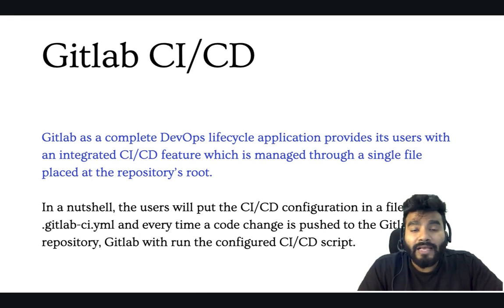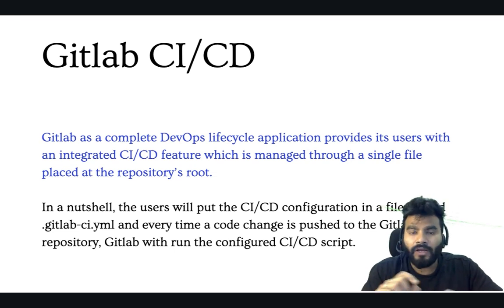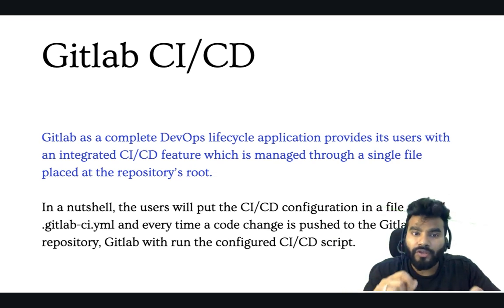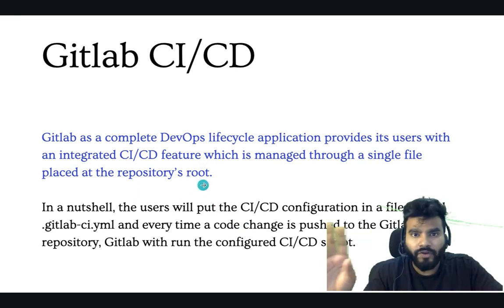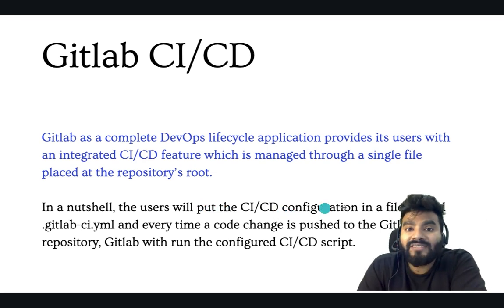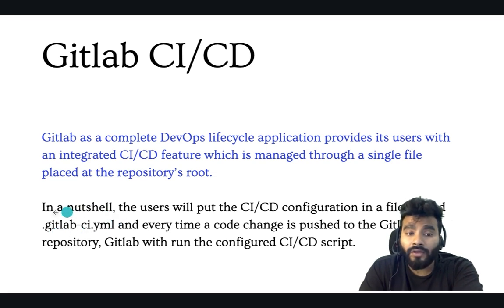Alright, so GitLab, as a complete DevOps lifecycle application, provides its users like us with integrated CI/CD features, which is managed through a single file placed at the repository's root. Now you don't need a folder, unlike GitHub Action. What you need to do is put the YAML file into the repository root. Wherever your repository is, just put that file underneath that. In a nutshell, the user will put the CI/CD configuration in a file name, so that's the file name you've got to maintain in GitLab.